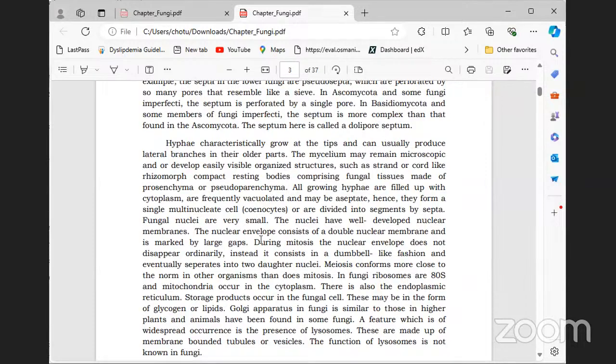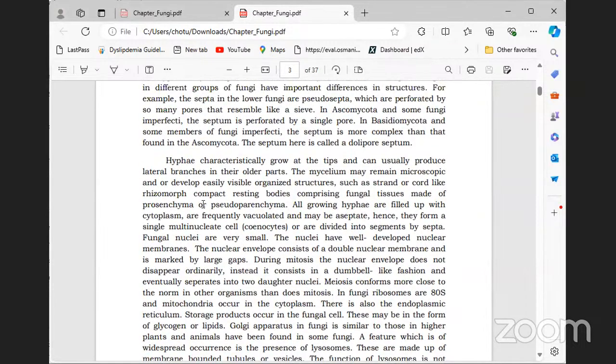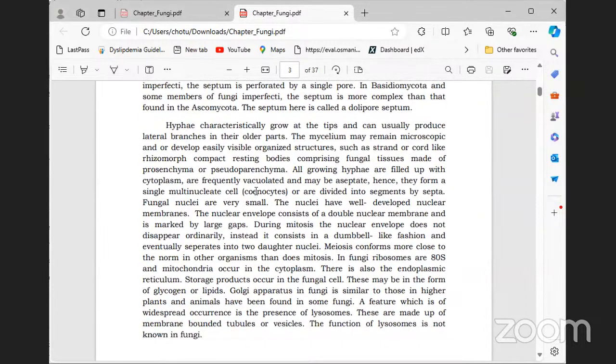Next, the nuclei: in each and every cell you can observe all the growing hyphae with cytoplasm, and vacuoles are also frequently present. Maybe aseptate, all are aseptate conditions. And where a single multinucleate cell is there, that is cenocytic. Single multinucleate means cenocytic bodies. Otherwise the hyphae are divided into segments by the septa.